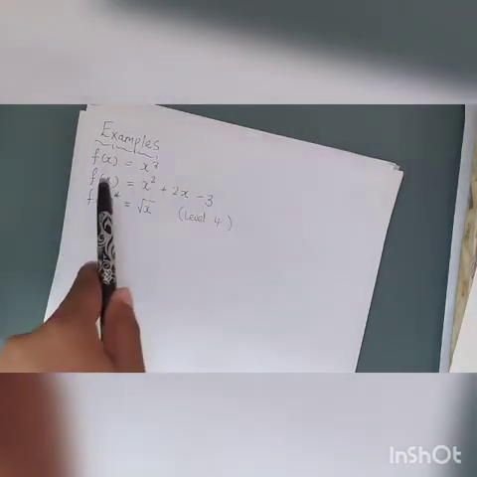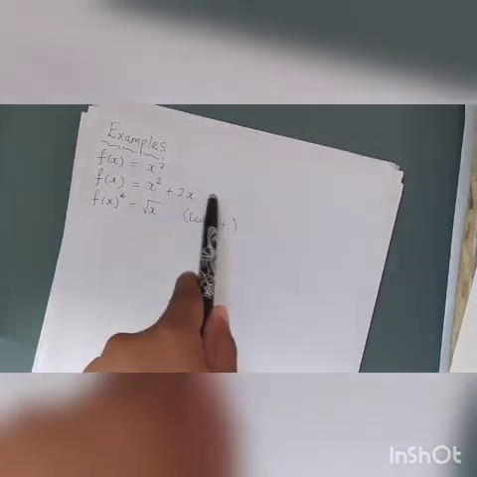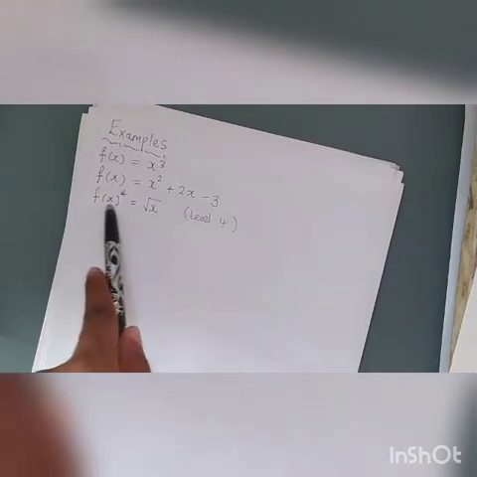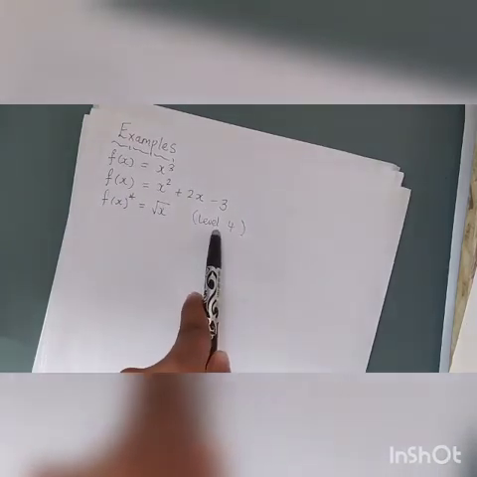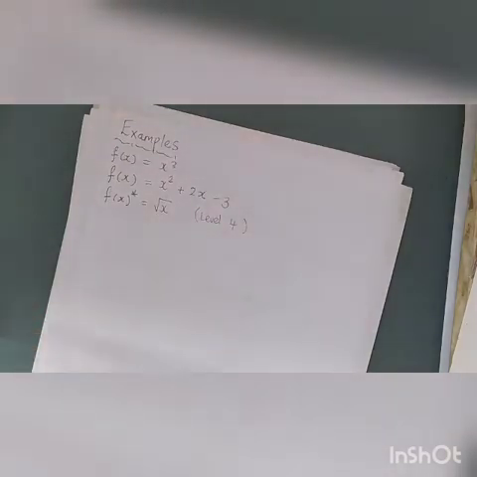So here are the examples we are going to be doing now. f(x) is equal to x cubed. f(x) is equal to x squared plus 2x minus 3. And then we have this one. They say in your curriculum, this is a level 4 question. I don't know why, but yeah. So let's start with the first one.